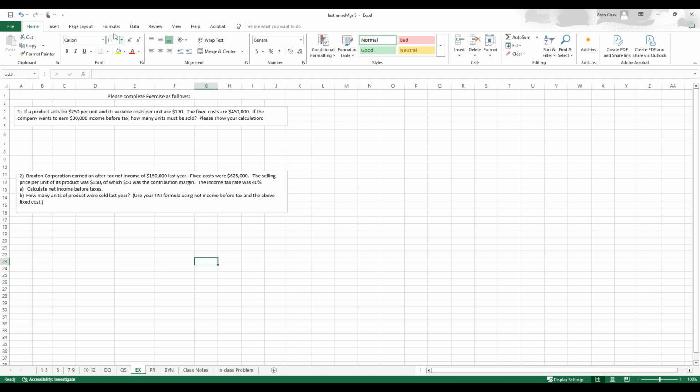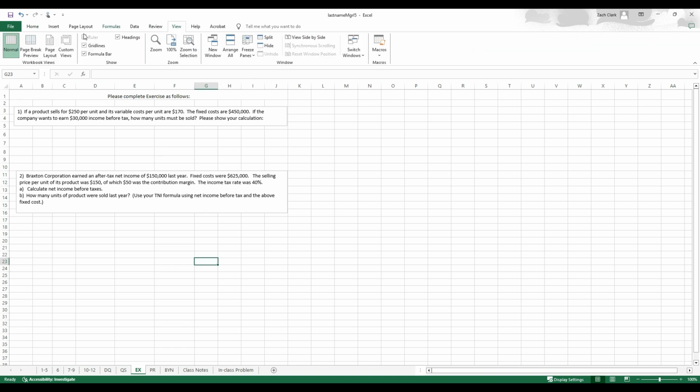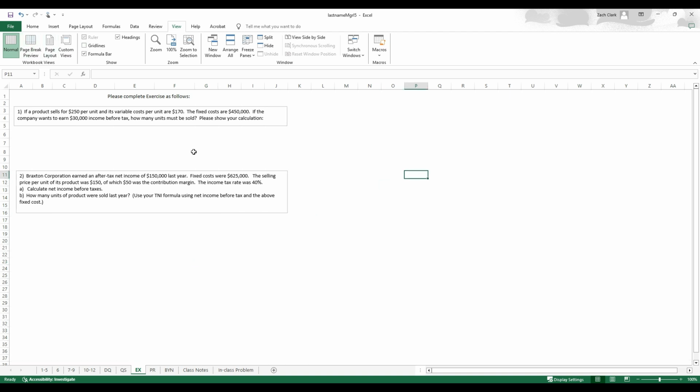Okay, let's go on to our EX tab. Okay, so this problem says here, if a product sells for $250 per unit and its variable costs are $170, the fixed costs are $450,000, and if the company wants to earn $30,000 income before tax, how many units must be sold? So we got pretty good at this when we're doing our work practice feedback exercises.